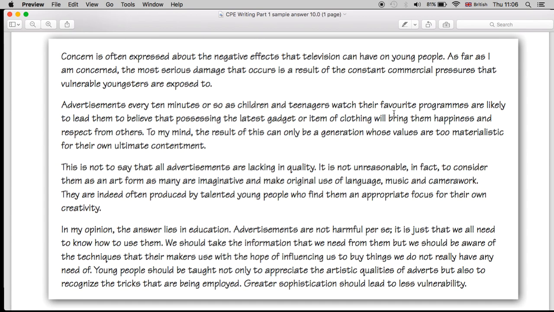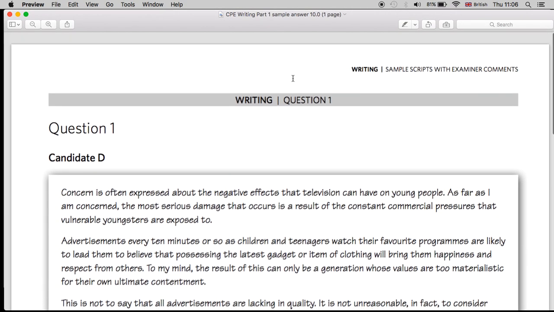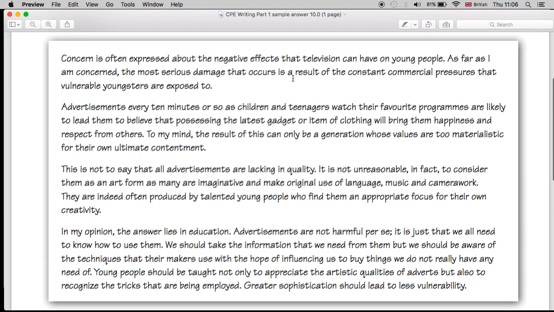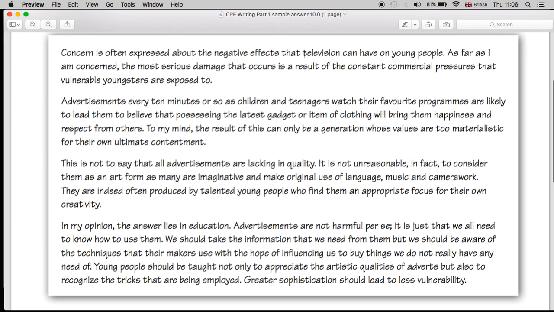So there are 4 paragraphs, and the writer brings up the general introduction to the overarching idea. Although I would put forth that it's not just television. The original question actually brings out more the influence of media, and commercial pressure. So this is a bit of an intro to the topic.